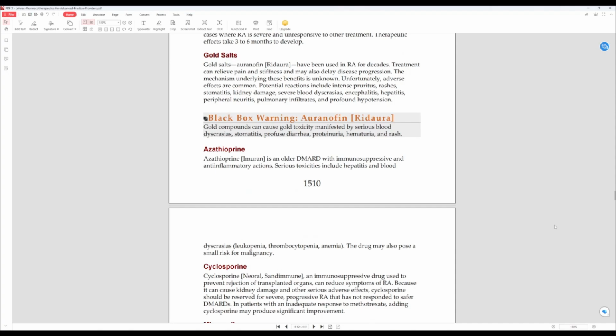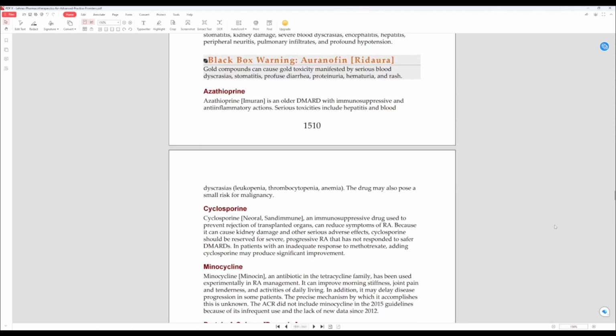Which brings us to azathioprine, also known as Imuran, an older DMARD with immunosuppressive and anti-inflammatory actions. Serious toxicities include hepatitis and blood dyscrasias. The drug may also pose a small risk for malignancies.